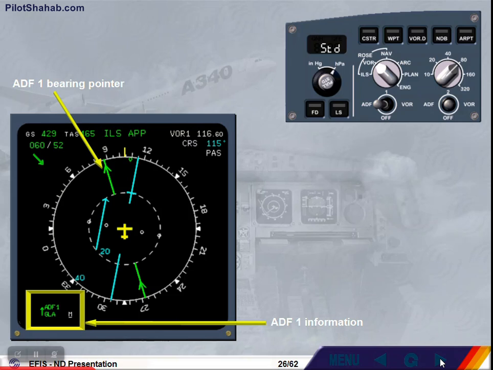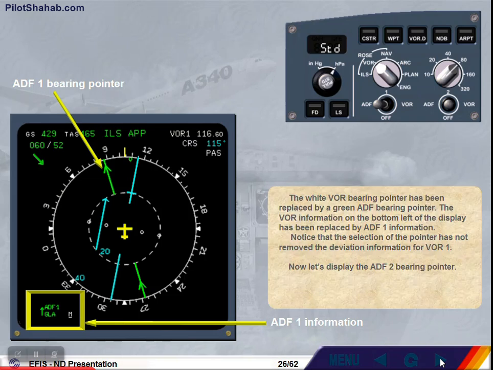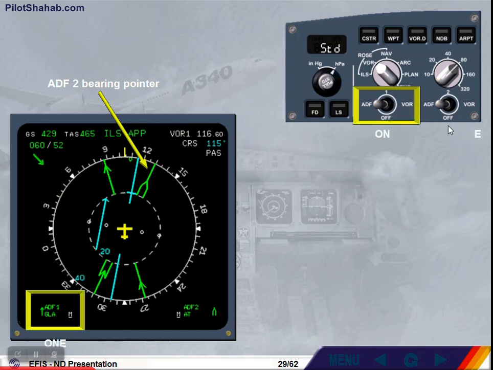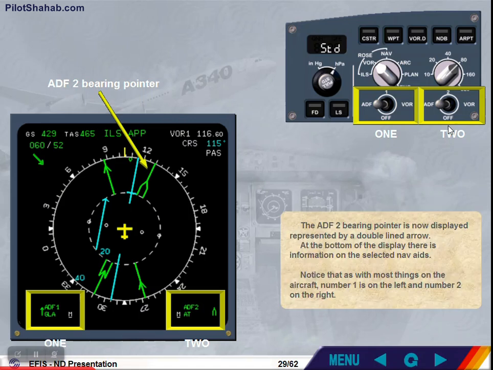Now let's display the ADF2 bearing pointer. Select Automatic Direction Finder 2. The ADF2 bearing pointer is now displayed, represented by a double-lined arrow. At the bottom of the display, there is information on the selected nav aids. Notice that as with most things on the aircraft, number 1 is on the left and number 2 on the right.